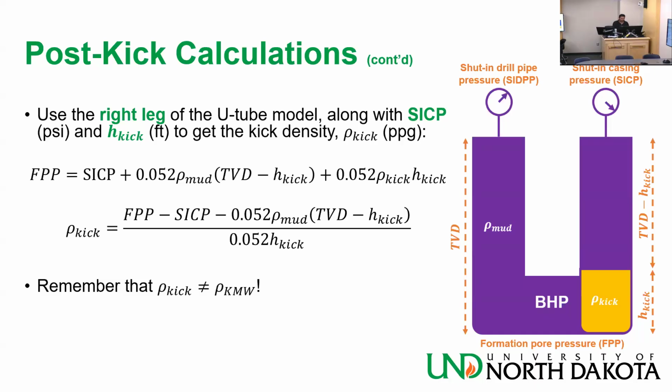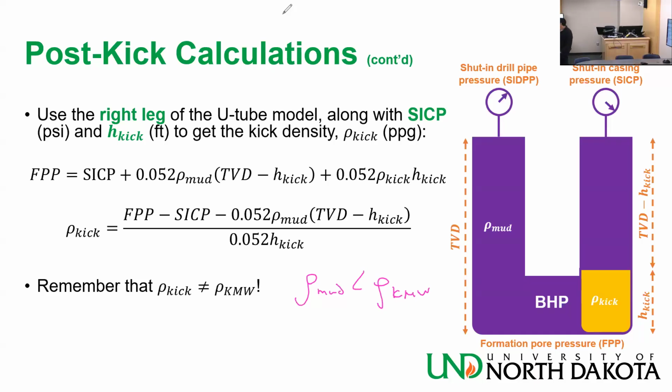Yeah, this is something I didn't specify. Rho mud is smaller than rho KMW. Can you think of a case where this is not the case? Is it actually possible? Yeah.